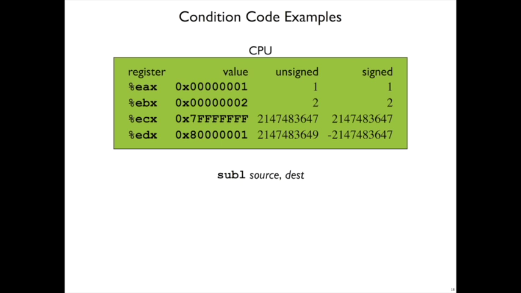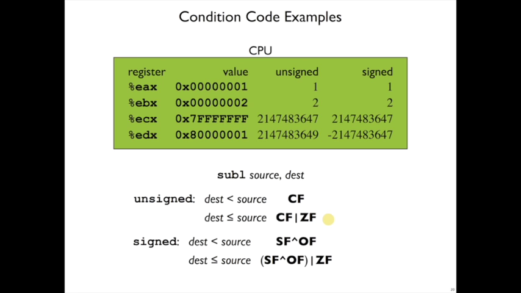So in general, subl source, dest is going to set these flags, and you see that the interpretations are somewhat complicated and depend on whether you're thinking signed or unsigned. But what you may notice is that we can get a kind of comparison out of this also. If source and dest are the same, then the ZF flag is set. If they're not the same, then the ZF flag is not going to be set.